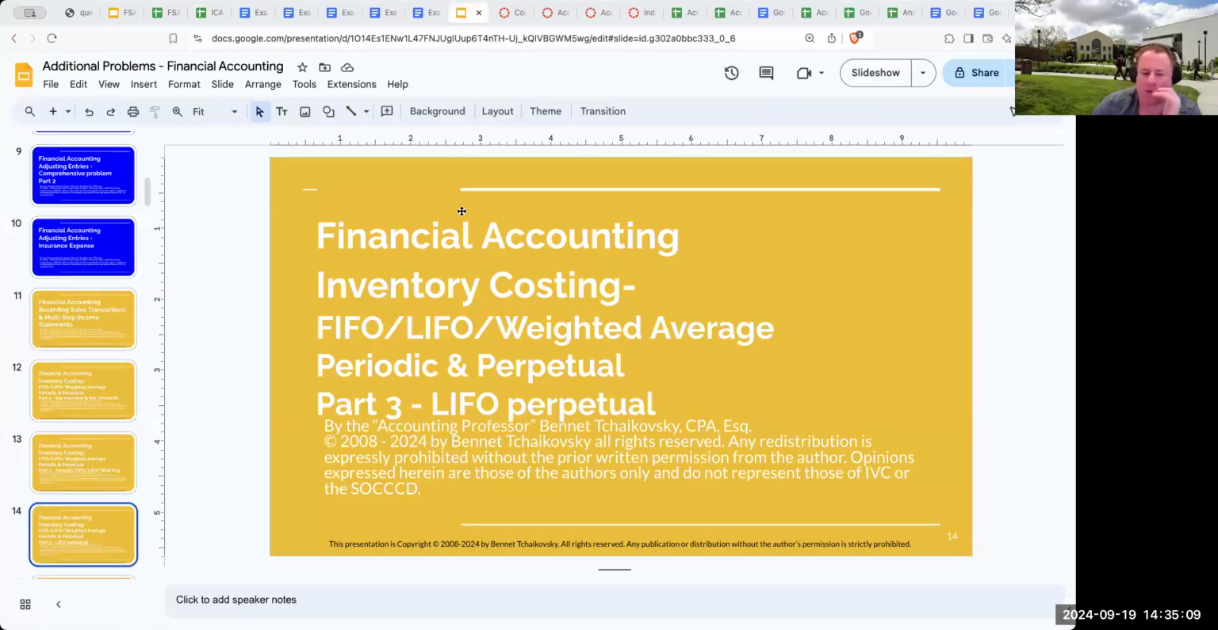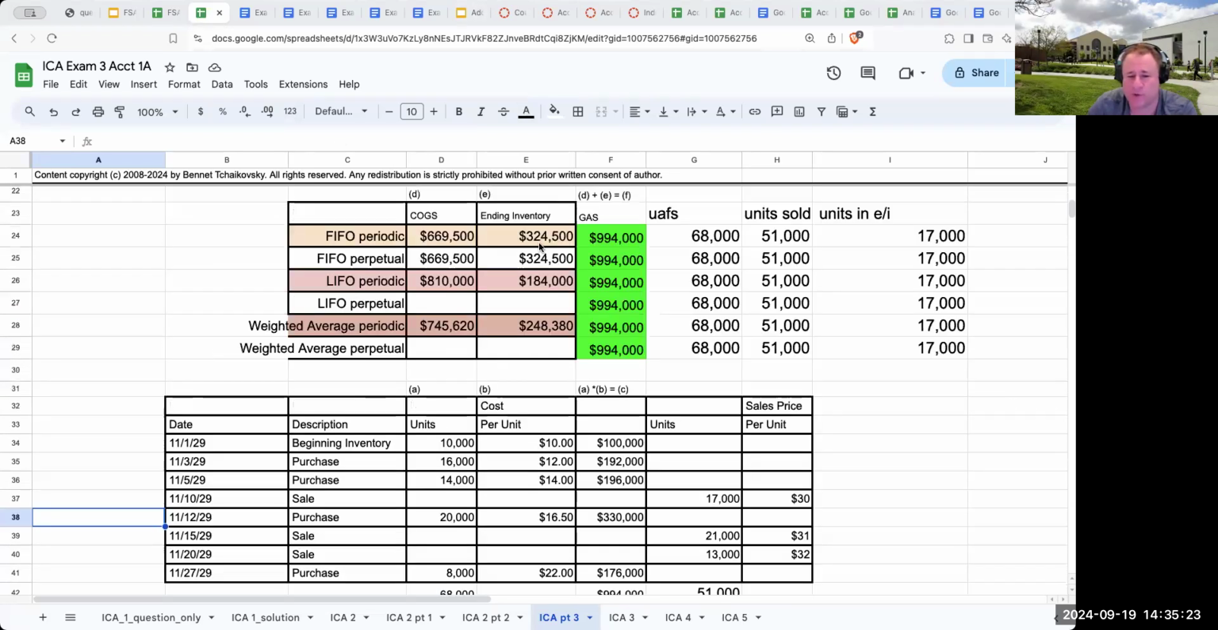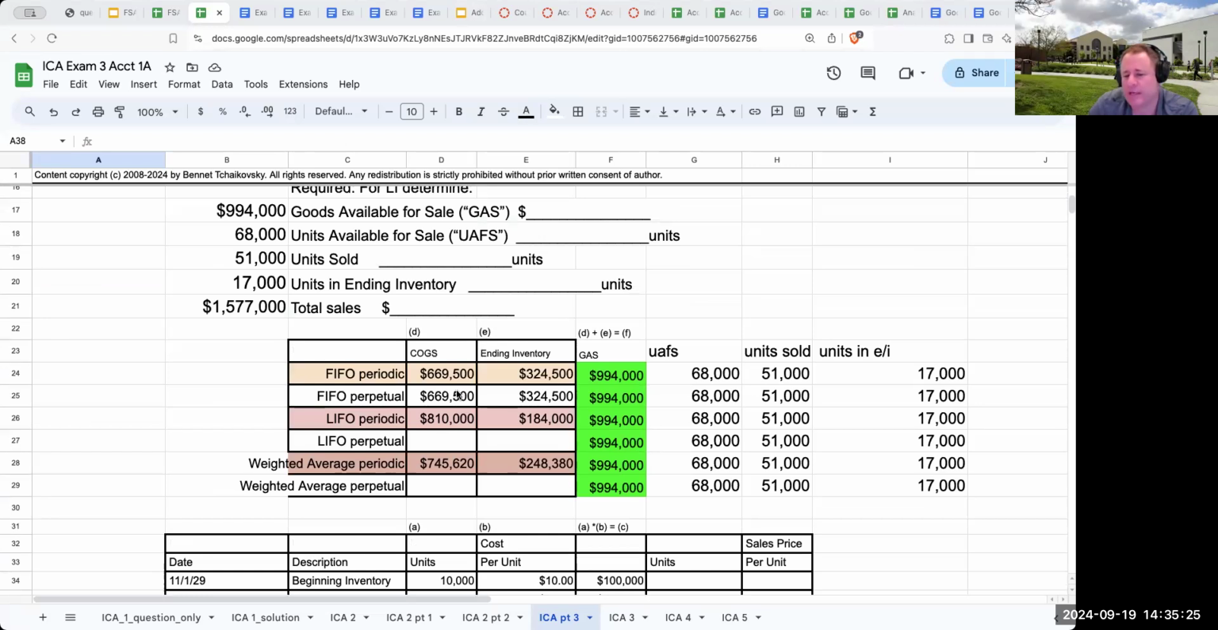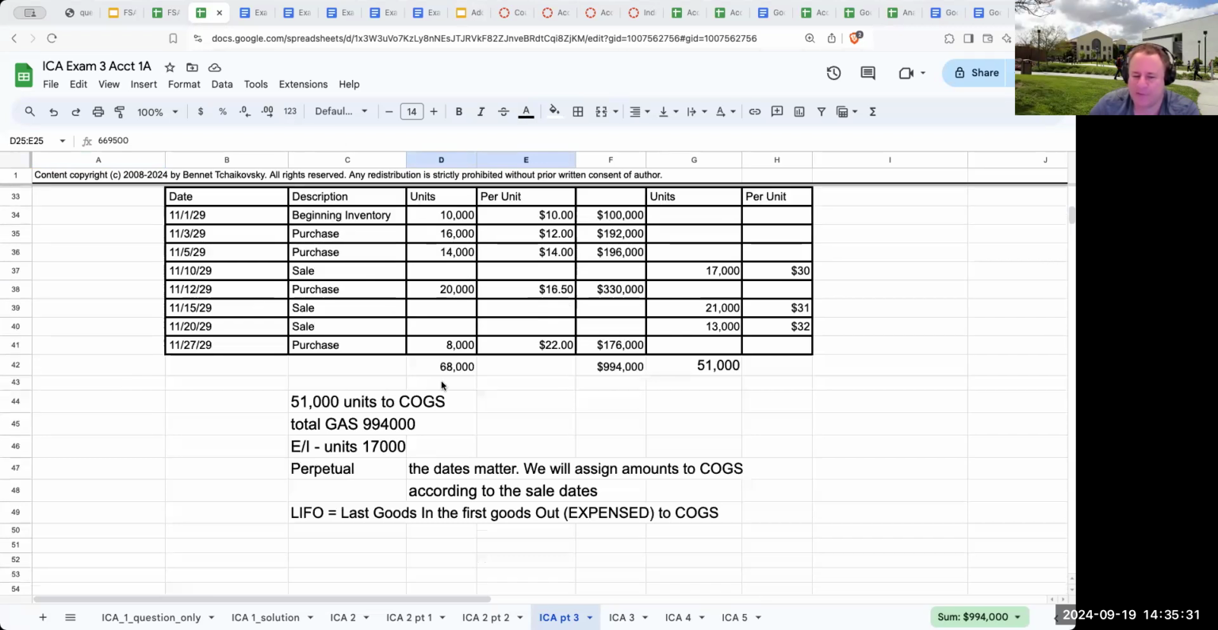So we're here at part three, dealing with our same problem, basically LIFO perpetual. Let's go through and get this one started. I ended with the periodic methods, but I did preview FIFO perpetual, which we found out you don't need to do because you're going to get the same answer as under periodic. So let's talk about LIFO perpetual.